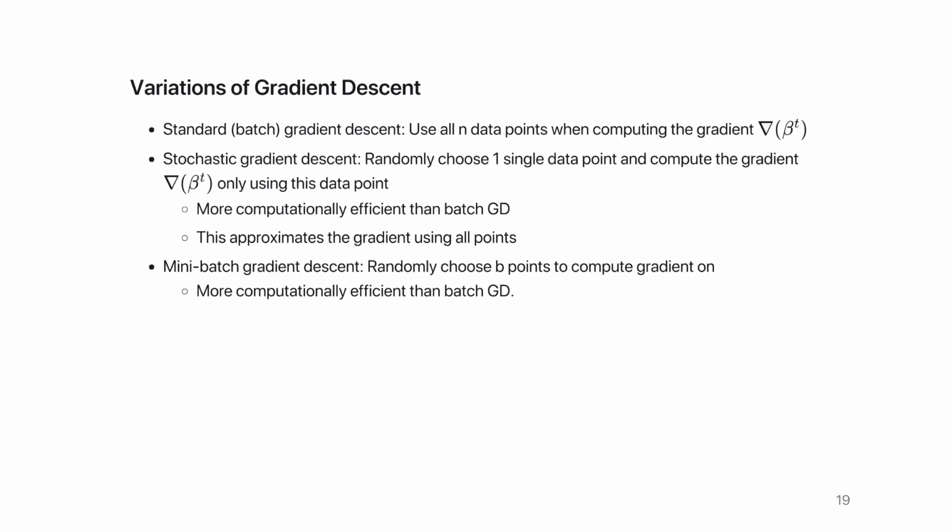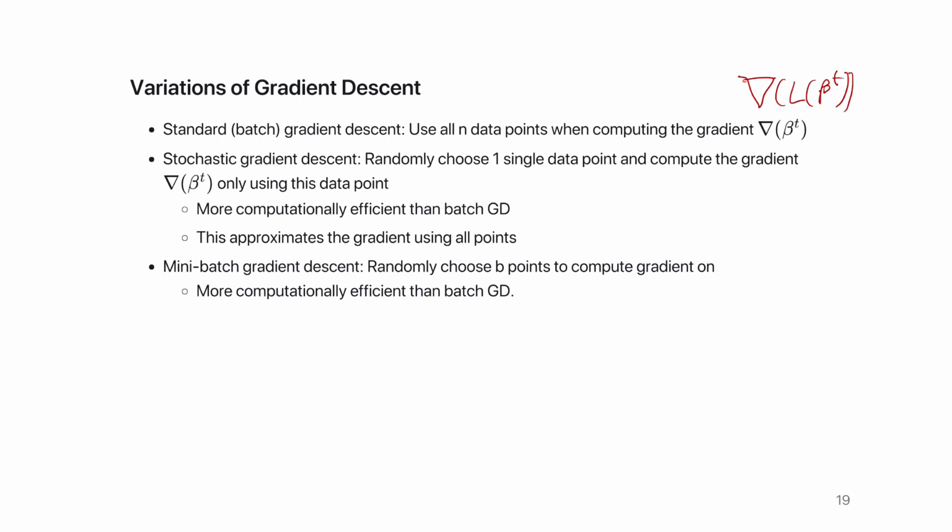Okay, so just quickly, there are some variations of gradient descent that we touched upon. We have the standard or batch gradient descent, which uses all n data points when computing the gradient of this loss function. And we have stochastic gradient descent, where we randomly choose one single data point and compute the gradient using only this data point.